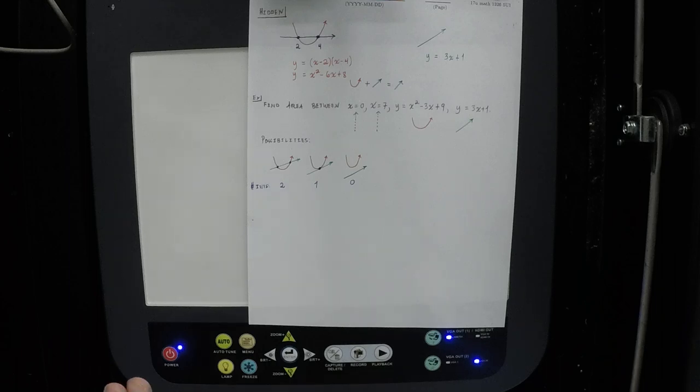So how do we figure it out? Are there 2, 1, or 0 intersections? There's a quick and unambiguous way to figure it out. This is a college algebra matter. You set them equal to each other. You solve an equation.